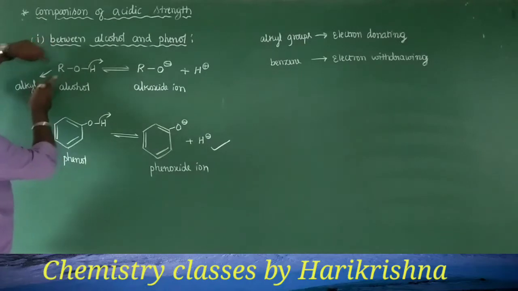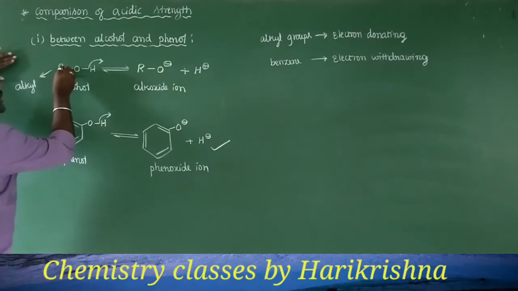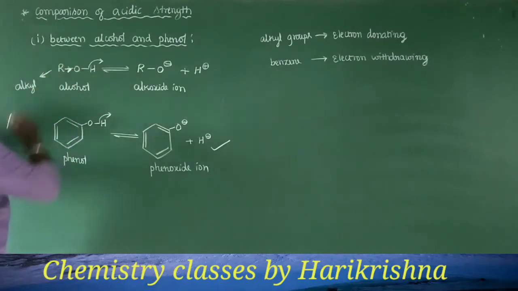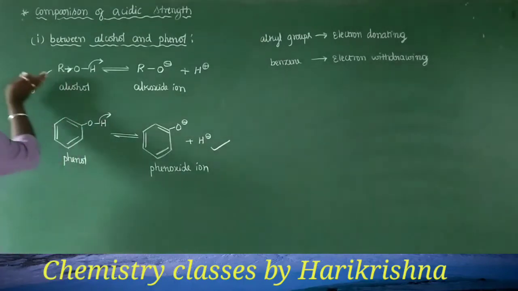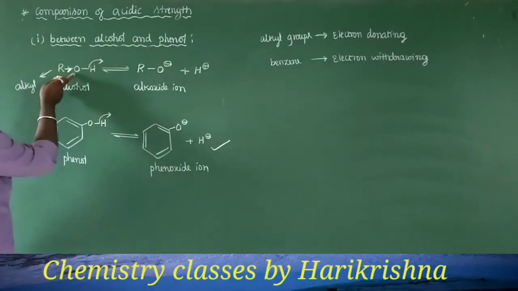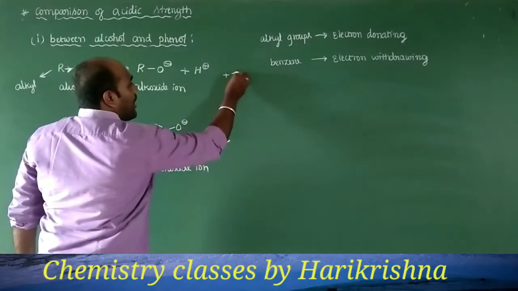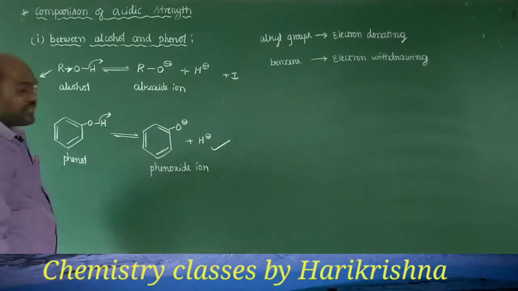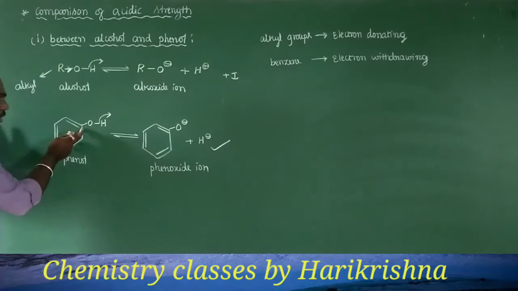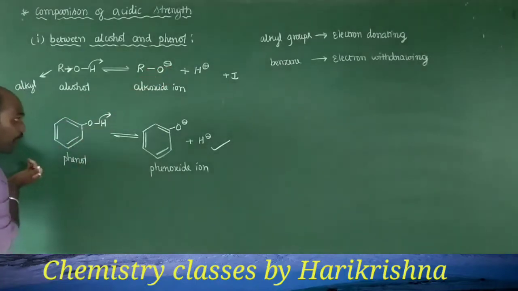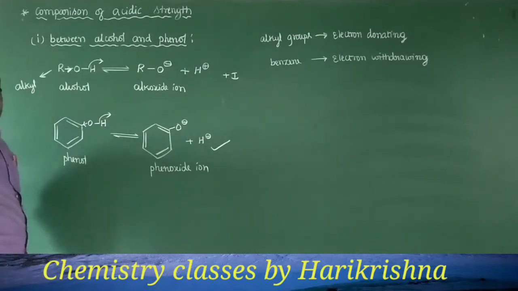So the electron donating alkyl group will donate electron density to oxygen through positive inductive effect. So here the electron density is moving towards oxygen atom from the substituent. So here we are observing plus I effect. And here in case of phenol, the benzene ring is an electron withdrawing group. The electron density will be pulled from oxygen atom towards the carbon atom.